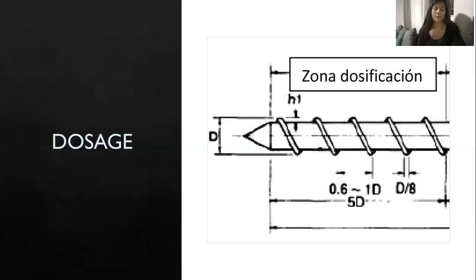Finally, we have the dosing area. In the dosing section, the depth of the flight of the spindle is the shallowest, but it remains the same throughout this section in order to homogenize the molten mass, preparing it to be transported to the die where it will form. Another function of the dosing section is to increase the pressure, which depends on the length of the dosing section.